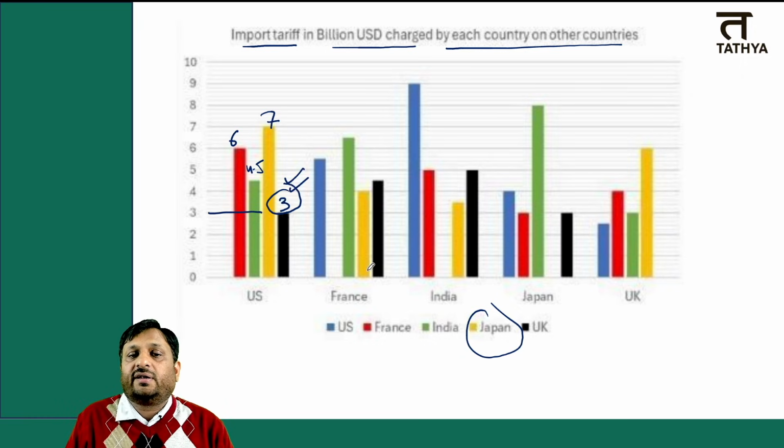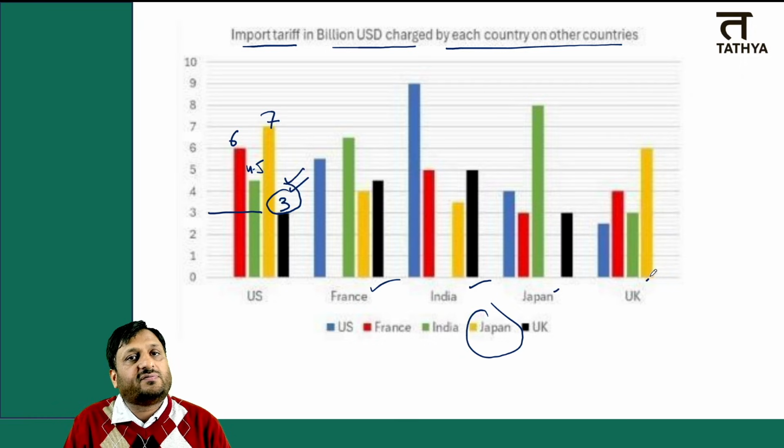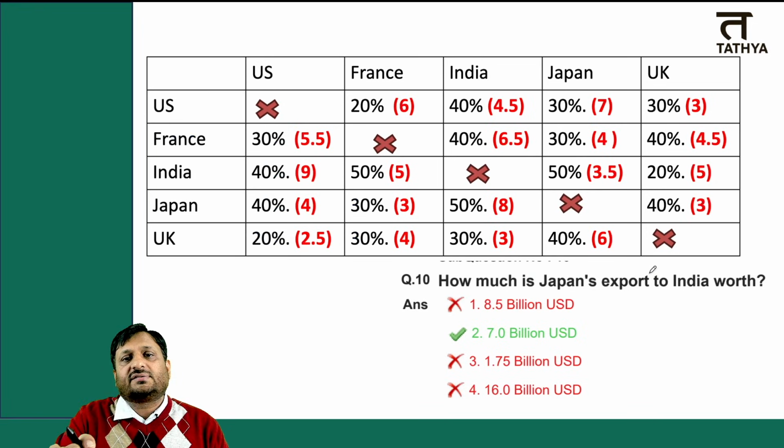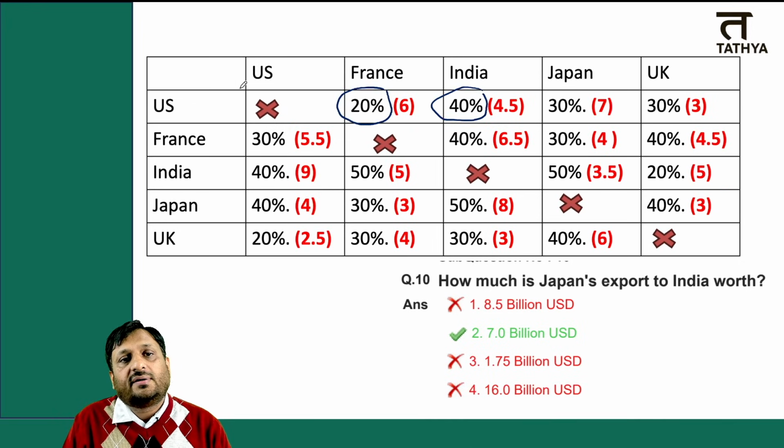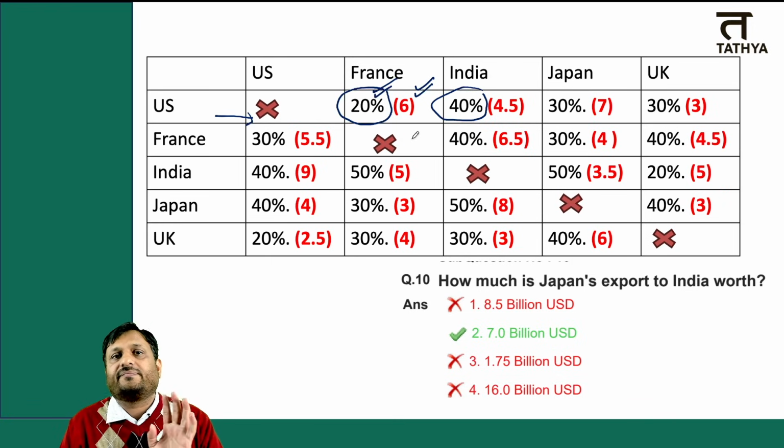Agreed. So again, data of France, India, UK and Japan is given to me. What I did again is note down this information in tabular form, so it will make it easy to understand. The percentage-wise information was given in the radar chart. So the US is charging 20% on France, and the bar graph gave me that the US has earned 6 billion USD from France as tariff.